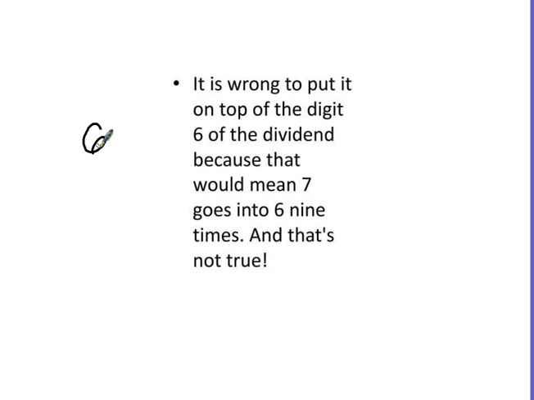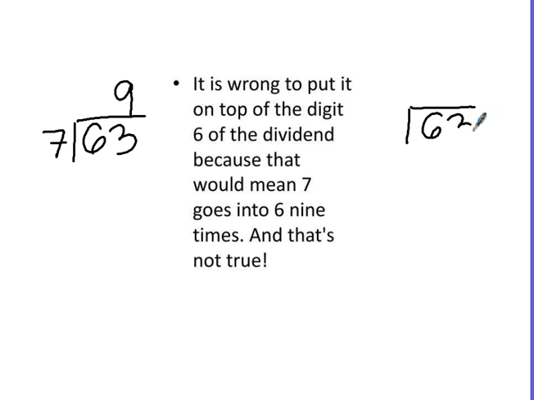So your problem should look like this. Your 9 is your quotient, so it goes on the roof of the division house. Compare it to this problem with the 9 on top of the 6. It's wrong to put the 9 on top of the digit 6 of the dividend because that would mean 7 goes into 6 9 times, and that's not true.